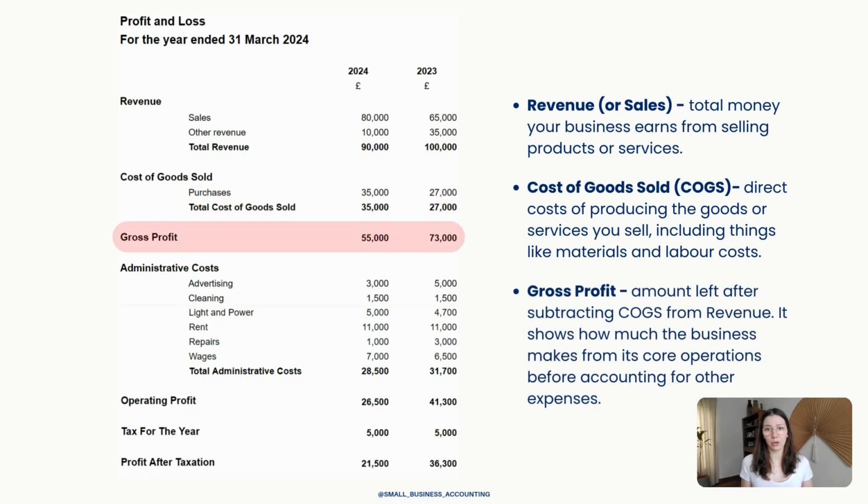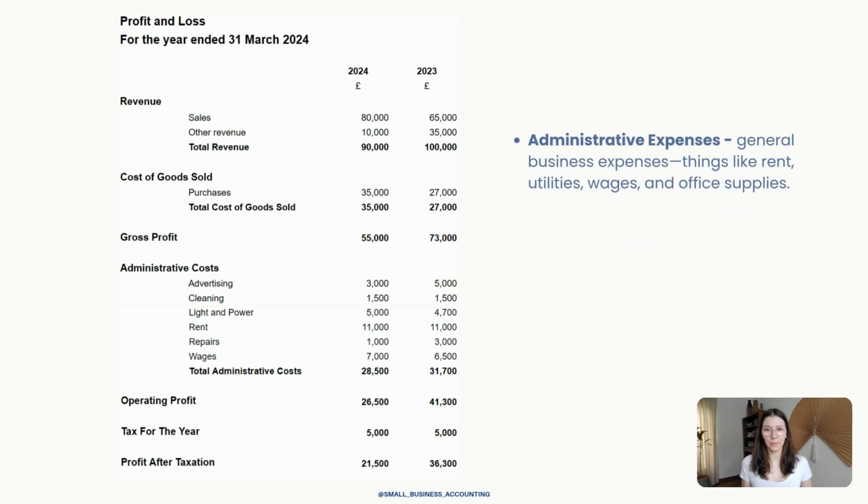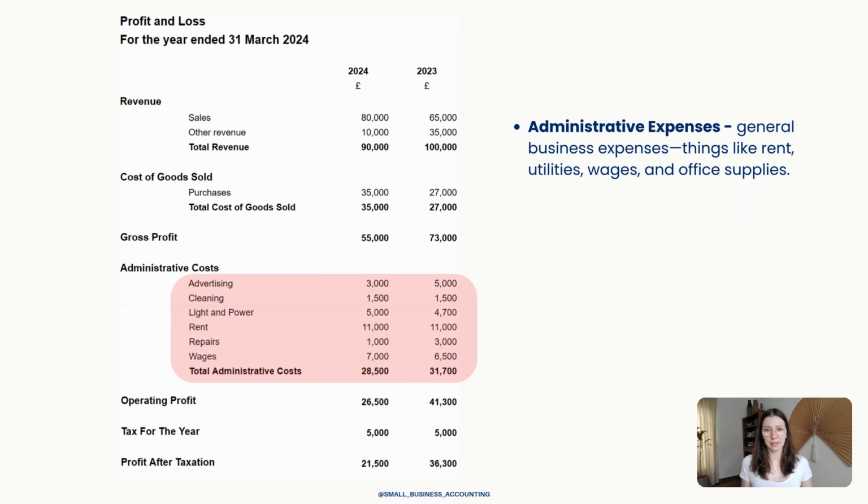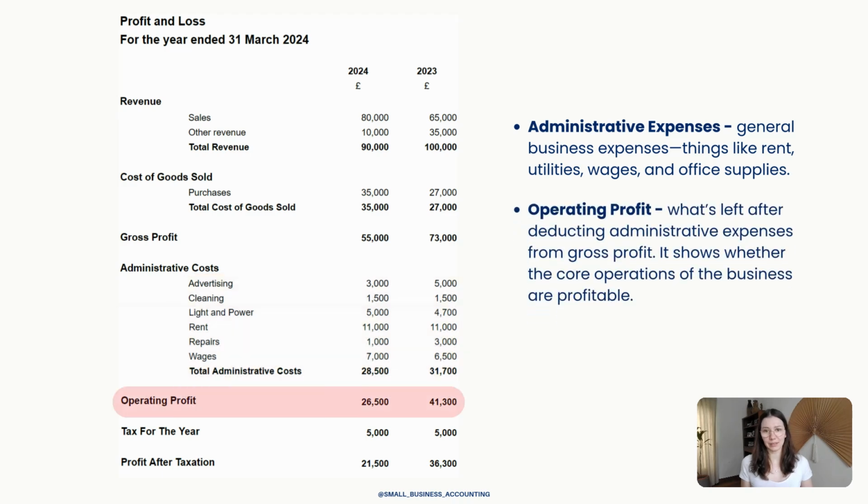Then, subtracting cost of goods sold from revenue gives us the gross profit. Gross profit tells you how effectively your business is producing its products or services. Next, we have the administrative expenses. These are your general business expenses, things like rent, utilities, wages, and office supplies. They are costs that keep your business running day to day but aren't directly tied to the production of goods or services. After we deduct the administrative costs from gross profit, we arrive at operating profit.